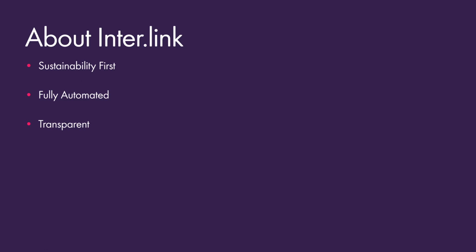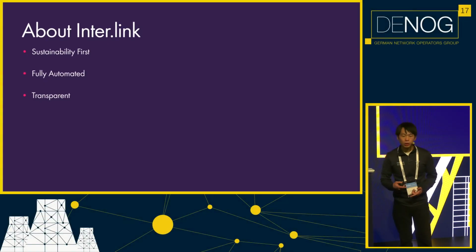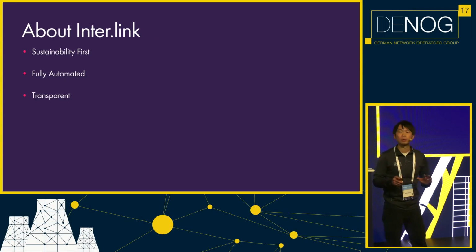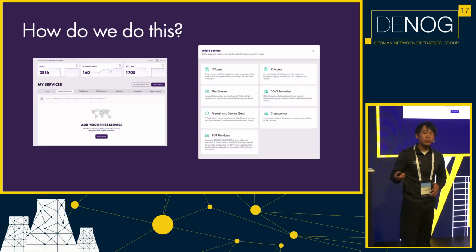So the next point, fully automated. By doing so, it allows us to track all these usages a bit better, but it's also just a better experience for our customers. And the next thing is to make sure everything that we do is transparent. So when you go to our portal and get a service from us, you can see the status of your service, the usage, and the pricing. We want everything to be transparent.